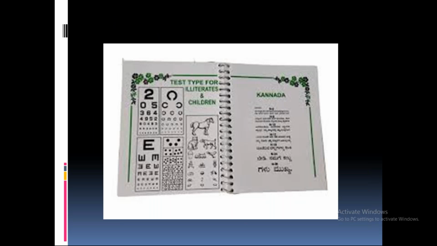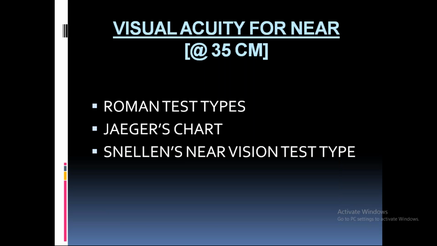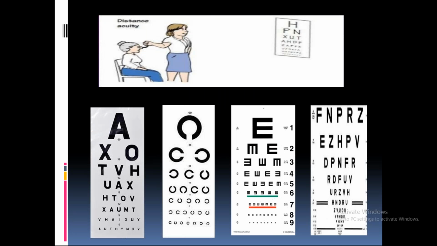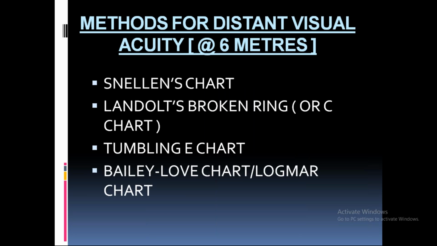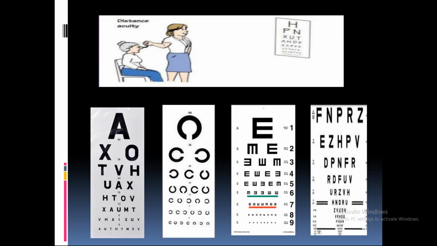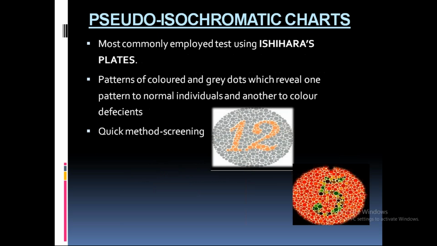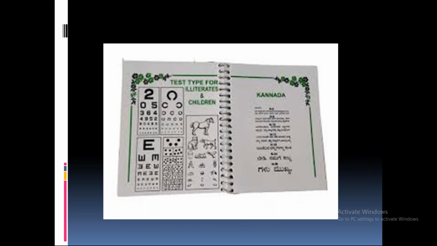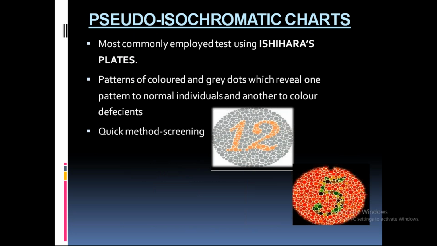This is checking for near vision, Snellen's near vision chart. This is distant vision, Snellen's distant vision chart. Visual acuity test: Snellen's distant vision chart and Snellen's near vision chart. This is a near vision chart. This one is a near vision chart. This is Ishihara's chart.